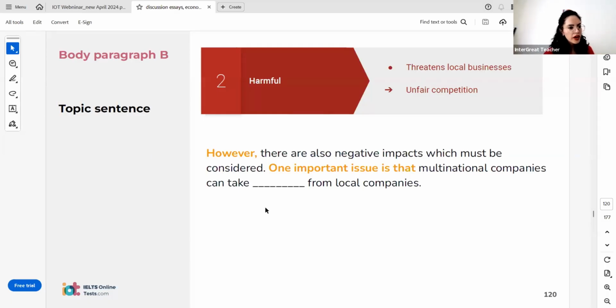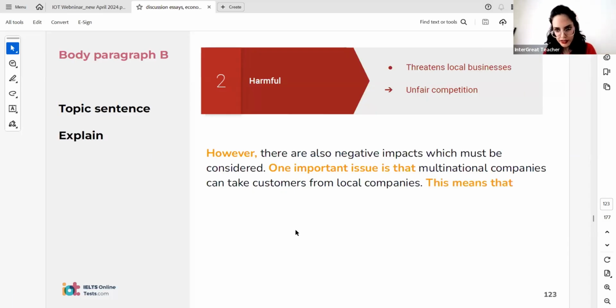Threaten is a verb. Nevertheless, instead of however, yeah, but nevertheless is quite uncommon, so why would you use it? It can take customers from local companies, right? Market scale is too specific. Okay, so customers from local companies.